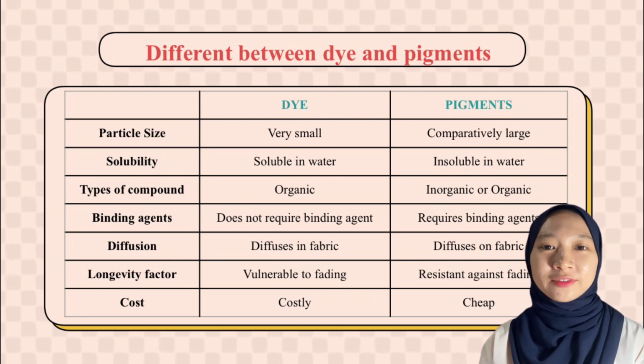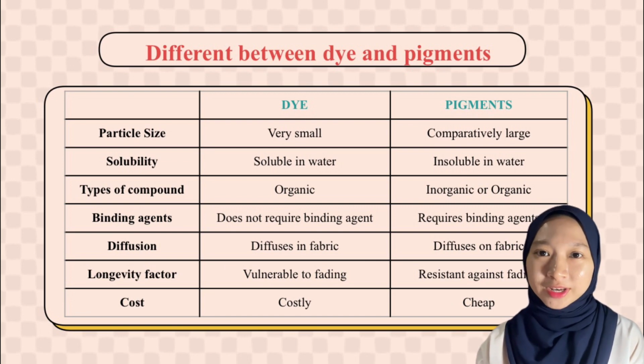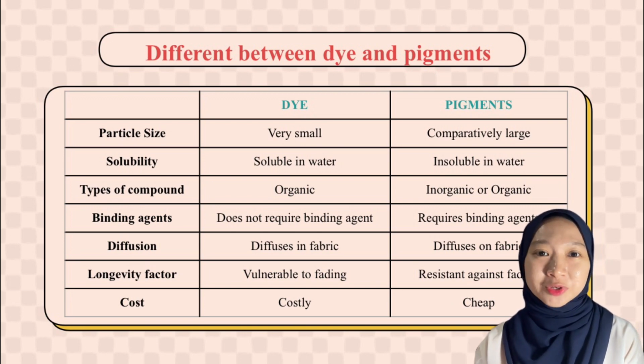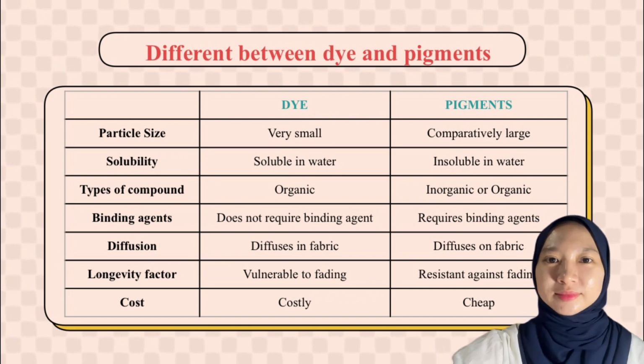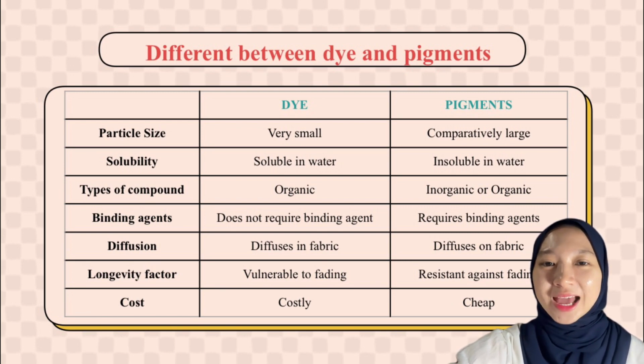Furthermore, dyes have a direct affinity to textile, while pigments have no direct affinity to textile. Therefore, dyes diffuse in the fabric, while the pigment diffuses on the fabric. Moreover, regarding the longevity factor, dyes are vulnerable to fading, while pigments are resistant against fading. Last but not least, dyes are costly compared to pigment.